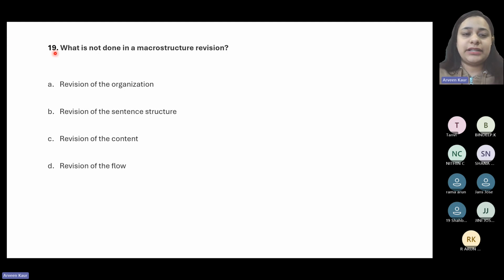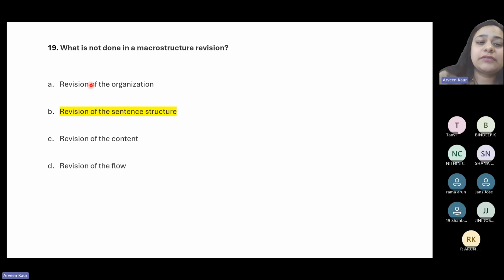Then we come to question number 19, which is: what is not done in a macro structure revision, right? Is it revision of organization, or revision of sentence structure, or revision of content, or revision of flow? Which one of these cannot be done in a macro structure revision? As the name suggests, macro structure revision means revision on a bigger level, right? So what cannot be done? The revision of sentence structure, right? That will be a very micro structure revision, right?